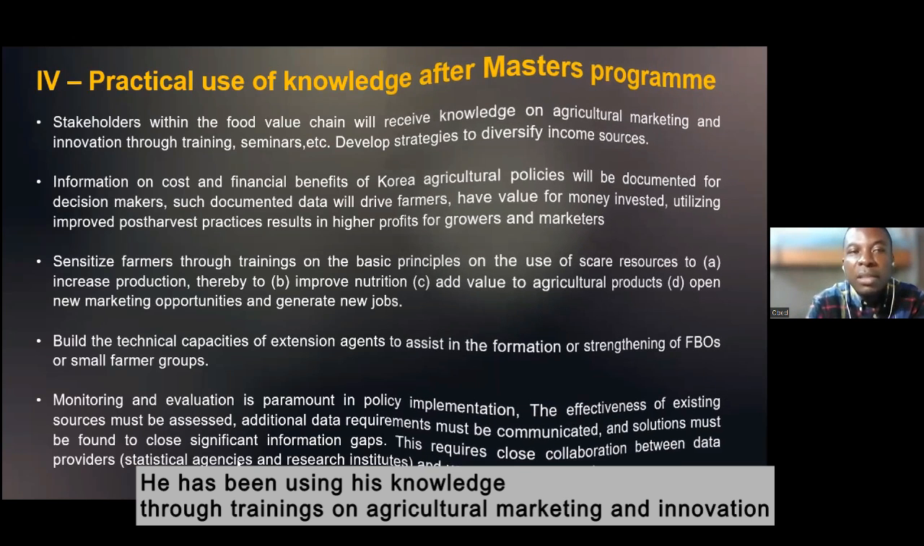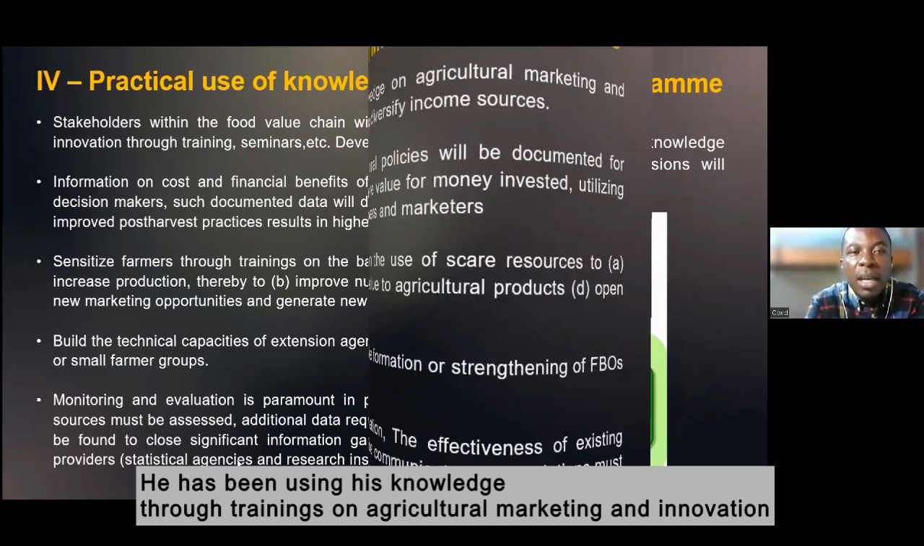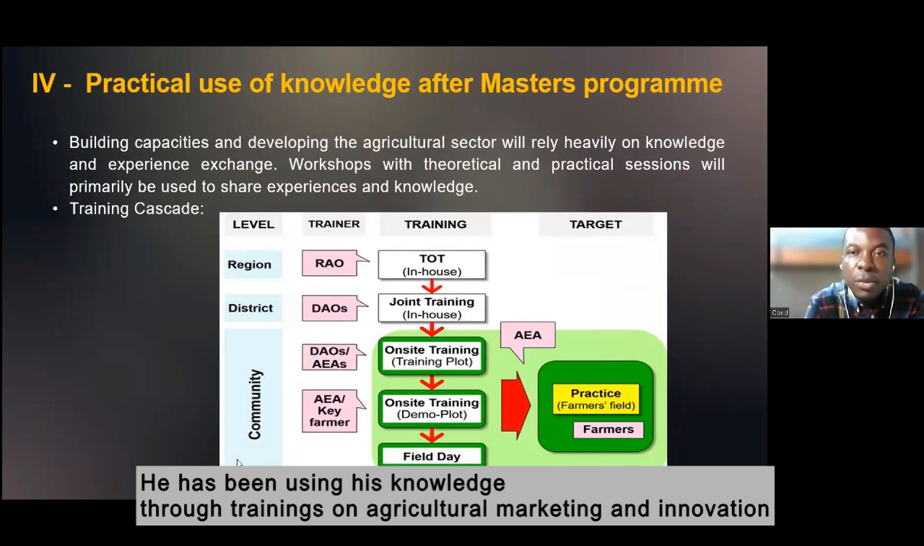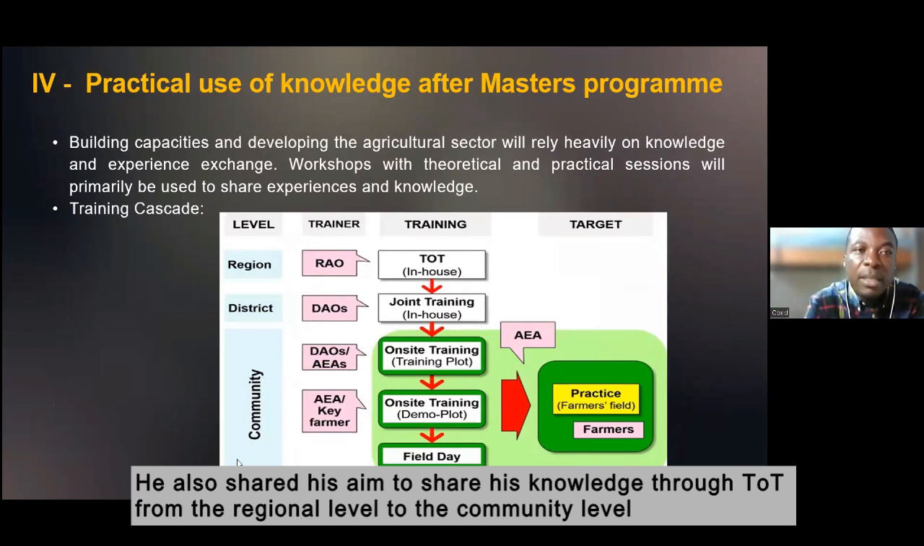So in a nutshell, this would be my method of imparting knowledge to farmers and other agricultural officers, or let me say, the general public. So this would be my training cascade, whereby I'm a regional officer. So the knowledge will be transferred right from the region to the field, to our dear farmers.